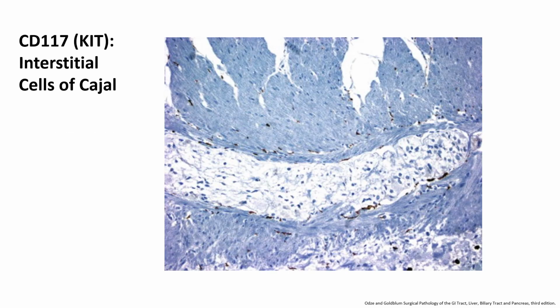This slide illustrates the normal distribution of the interstitial cells of Cajal, which are located in the myenteric plexus and adjacent muscularis propria. The interstitial cells of Cajal are highlighted by the CD117 immunohistochemical stain, which highlights them as brown. So we can see their distribution over here within the myenteric plexus and within the adjacent muscularis propria.